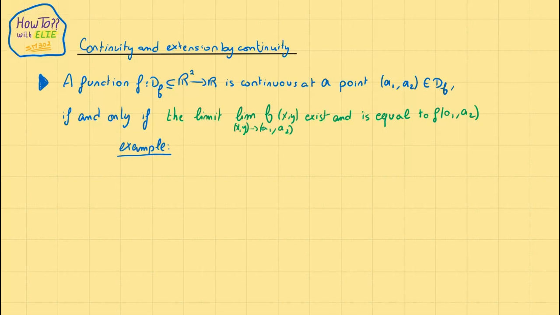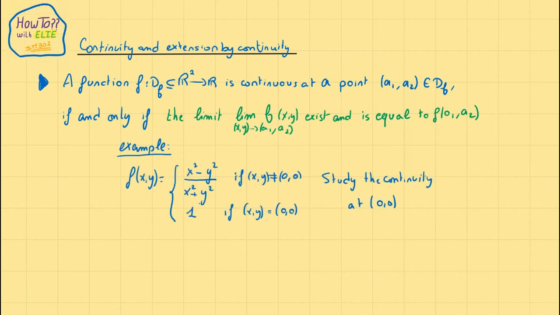So let's take an example and we'll illustrate the method on the example. Let's take, for instance, the function f(x,y) equals (x² − y²)/(x² + y²) when (x,y) is not equal to (0,0), and this function will be equal to 1 when (x,y) is equal to (0,0). So we can see clearly that this function is continuous everywhere except maybe at (0,0), because everywhere else it's a polynomial form with a rational expression, so it's continuous. That's why we need to study the continuity at the problematic point, which is in this case (0,0).